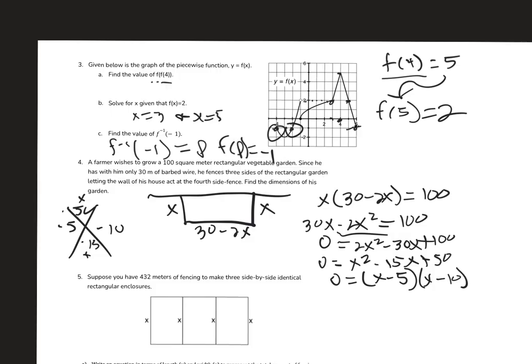So the dimensions could be either 5 and 30 minus 2 times 5, or 20. Or I could have 10 and then 30 minus 2 times 10, which would be 30 minus 20, or 10. So those would be the two different possibilities. X could be equal to 5, and so this then would be equal to 20. Or x could be equal to 10, and this then would be equal to 10.